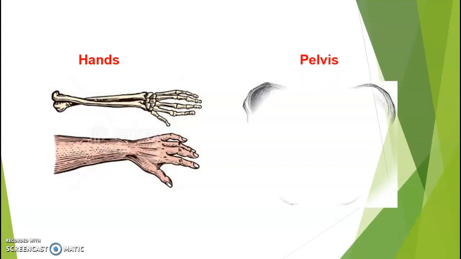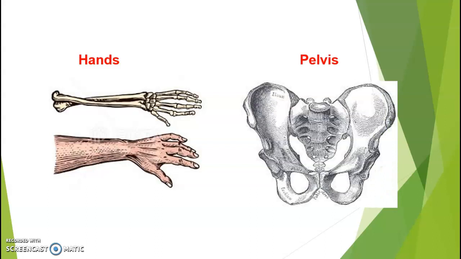Next is the pelvis. The pelvis is the basin-shaped structure that supports the spinal column and protects the abdominal organs. It contains the following: the sacrum, a spade-shaped bone that is formed by the fusion of five originally separate sacral vertebrae.